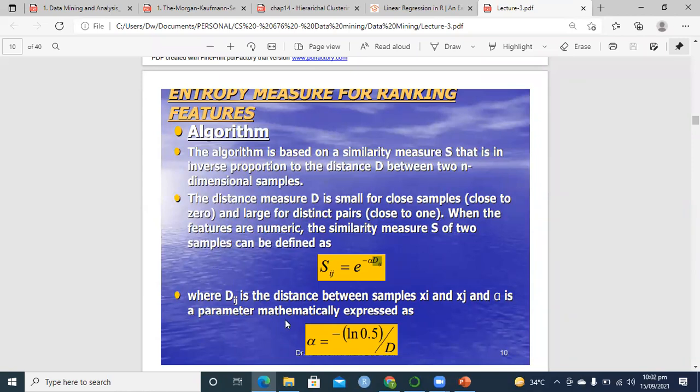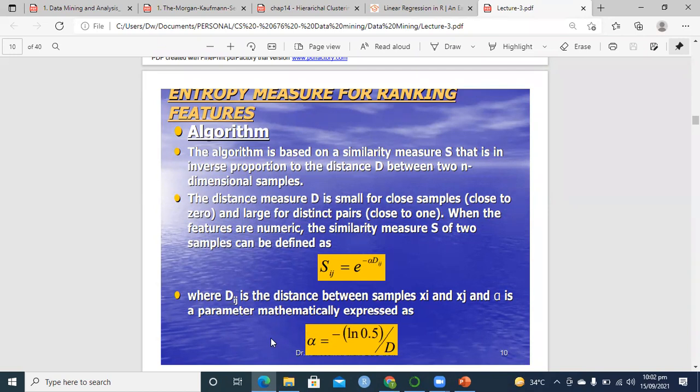After calculating, this is given: alpha equals minus ln 0.5 divided by D. D stands for the average distance for all the data. For example, if you have 10 employees, there will be a 10 by 10 matrix of distances. Then you can calculate the average distance from there. So alpha is, can anybody see where this alpha is coming from?